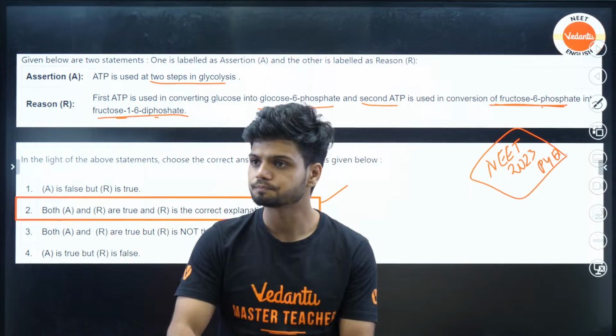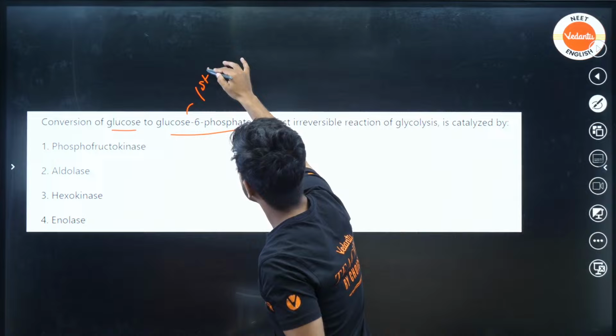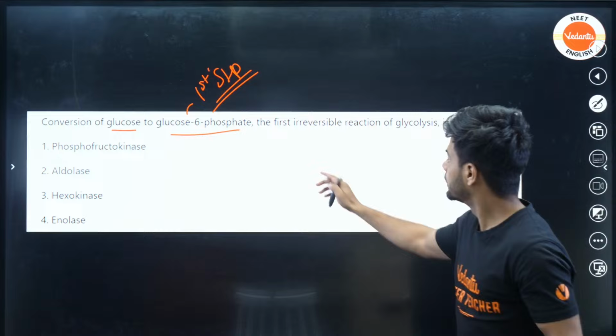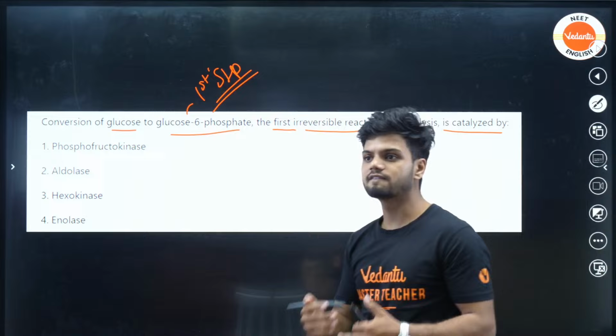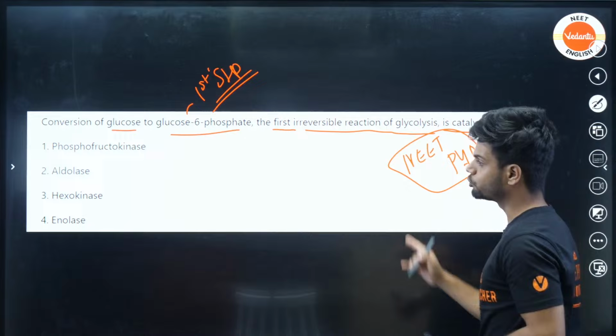Next question is the conversion of glucose to glucose 6-phosphate. That is the first step. Glucose to glucose 6-phosphate, the first irreversible reaction of glycolysis, is catalyzed by which enzyme? This right here is a NEET PYQ, students. These are not easy questions. It's a NEET PYQ, a last year question.